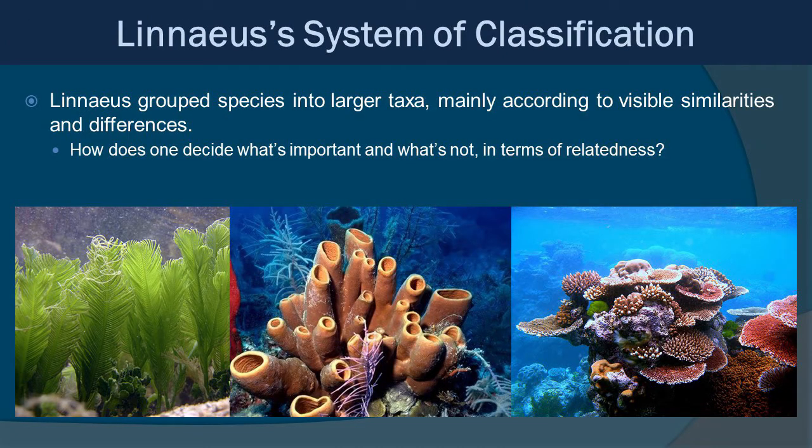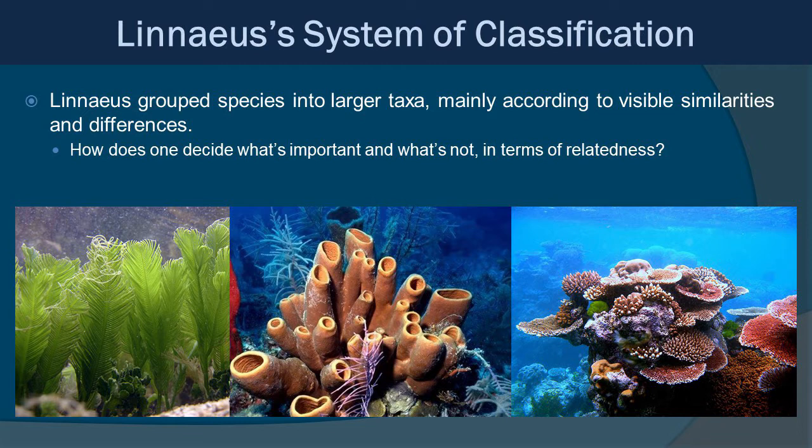So Linnaeus grouped species into larger taxa mainly according to the visible similarities and differences that you can see with your eyes. Now, this can be a bit subjective, right? How do you decide what's important and what's not in terms of relatedness and what goes together? Look at these pictures as an example.